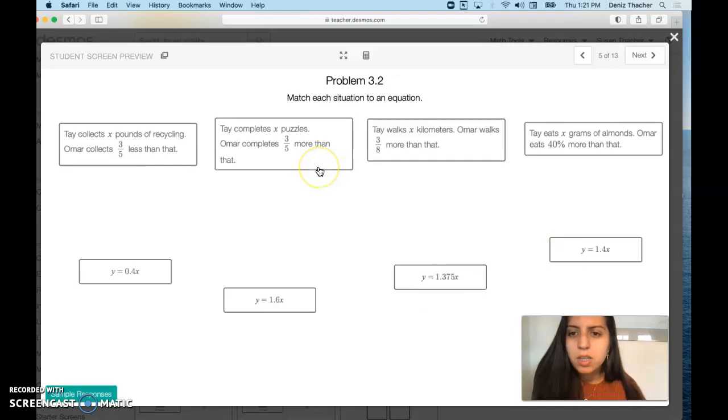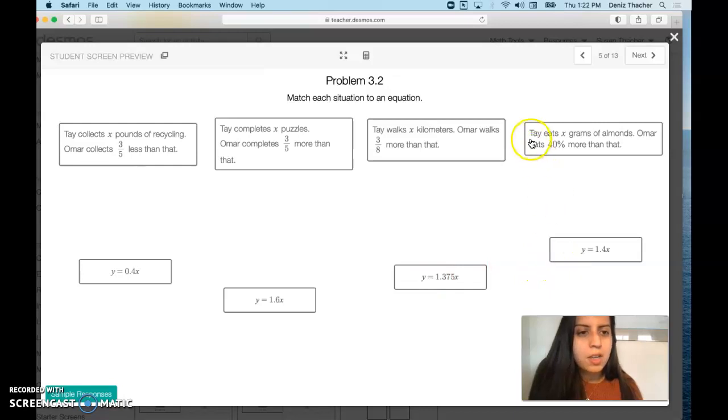The next situation, Tay completes x puzzles, Omar completes 3/5 more than that. Remember, for this one, it's more than, so we're going to be adding to 1. Do you think this situation is represented by the first equation, the second equation, the third equation, or the fourth equation? The next one, Tay walks x kilometers, Omar walks 3/8 more than that. Change this into a decimal and add it to 1 because it's more than. Do you think this situation is represented by the first equation, the second equation, the third equation, or the fourth equation?